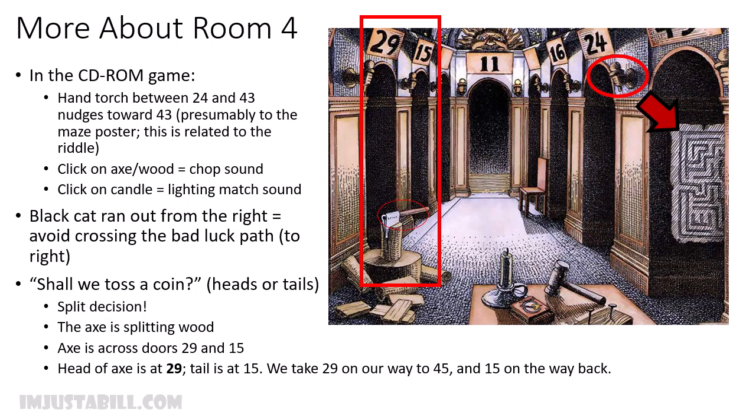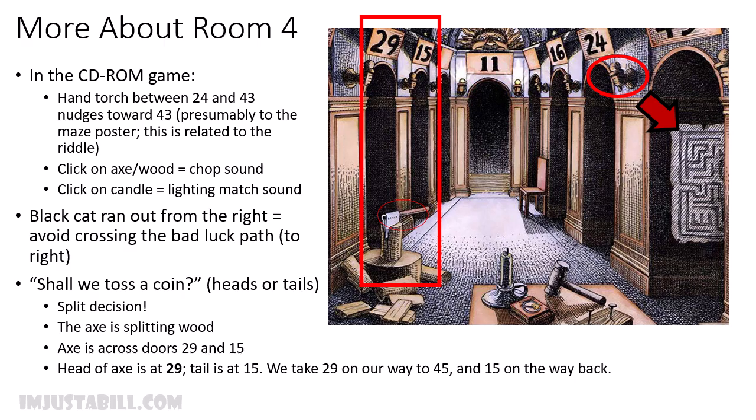So when it comes to the CD-ROM game, for room 4, there's an animation, that hand torch that's on the upper right in the front between the axis at 24 and 43. It nudges towards 43. I talked about this in the commentary I did on the riddle. And 43 is a trapdoor, so presumably it's nudging to the maze poster that's inside there, and that's related to the riddle. So some other things in the CD-ROM game, if you click on the axe or any of the wood, you hear a chop sound. It's like a single chopping sound. If you click on the candle, there's like a lighted match sound.